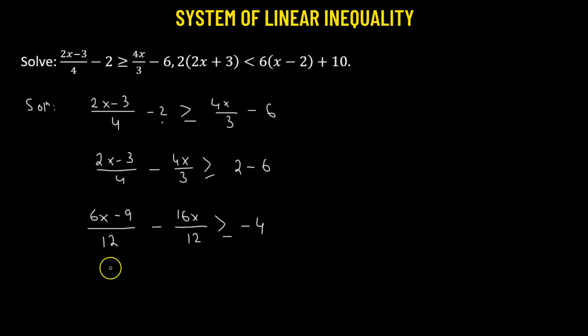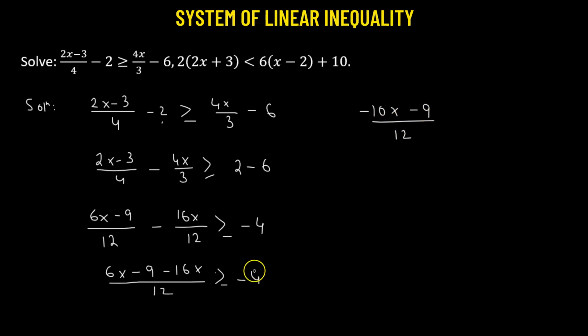Now we can combine the numerator. So we have (6x minus 9 minus 16x) divided by 12. So this is going to be greater than or equal to negative 4. So we have (negative 10x minus 9) divided by 12, and we have negative 4. We'll transpose it to the left hand side to get plus 4. So this will be greater than or equal to 0. Now we'll further combine these two terms. We have 12, and the numerator we have negative 10x minus 9 plus 12 times 4, which is 48. So this is going to be greater than or equal to 0.